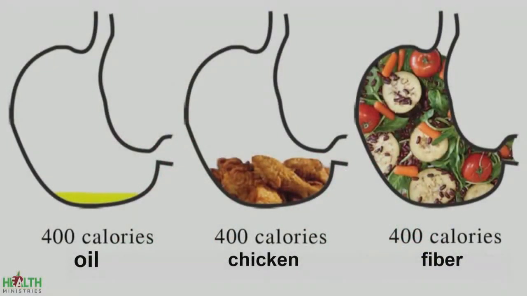So, where are we going? Well, now, let me explain why this works. Now, fiber in general, but soluble fiber in particular. Let's go to our next slide. I want to look at these 3 pictures in the stomach. Now, all 3 are 400 calories. Of course, you have oil, nothing but fat. You see how little that is in relationship to the stomach. Then you have 400 calories of chicken. But look at that picture on the right, 400 calories of fiber.